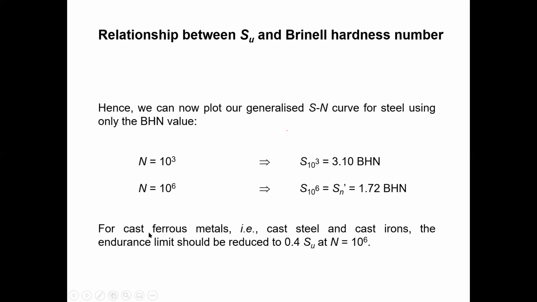So there is another cast ferrous metal, that means cast iron or cast steel. The endurance limit at 10 to the power 6 cycles is 0.4, sometimes 0.5 times Su. So for cast iron, it is 0.4 Su. So I told you the endurance limit changes from material to material. We are basically focusing on steel here. Sometimes we will use some equations for aluminium, but not for other metals. Okay, so basically we will use steel.